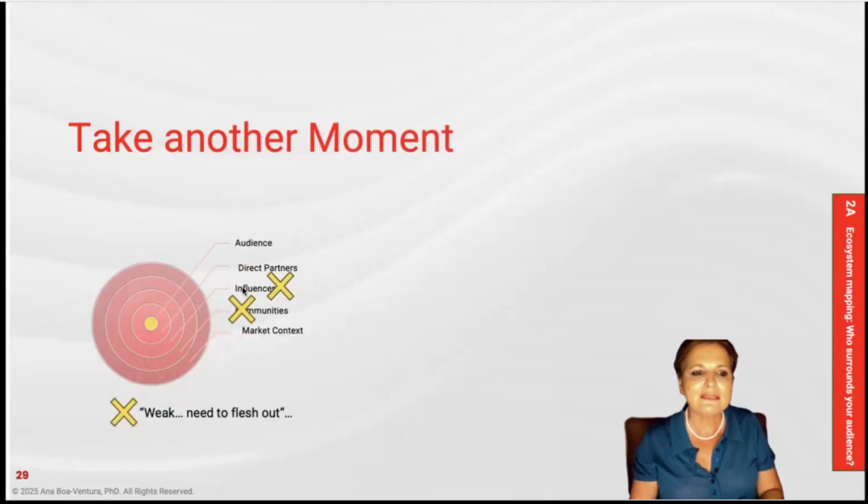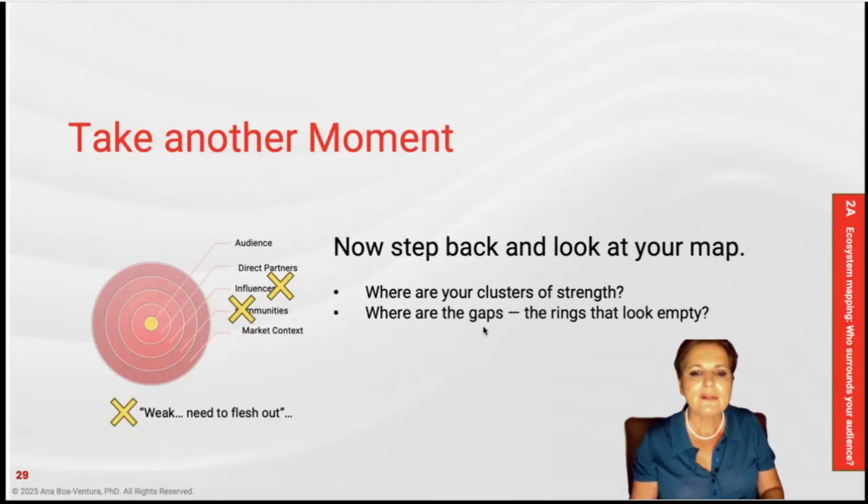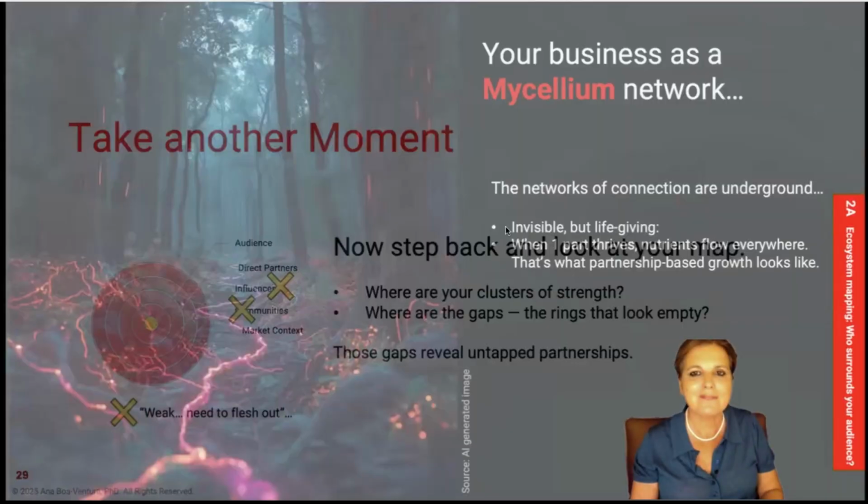So for instance, imagine that you are weak on the influencers. You don't really know who is impacting your customers' opinions, bloggers, etc. And you don't know very well what communities are related to your business. So if you are weak in these rings, then you need to flesh them out, right? Step back, look at your map. Where are your clusters of strength? Maybe it's your direct partners, right? And where are the gaps, the rings that look kind of empty, where you haven't identified the main agents? Those gaps reveal untapped partnerships. So that's where your attention should focus, okay?